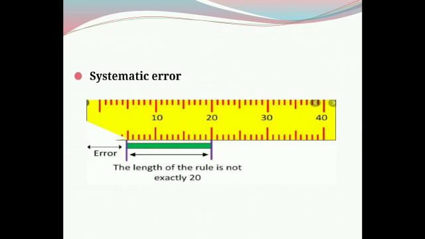This is a systematic error. This diagram shows that this scale does not give the exact length of any object, because here there is no starting scale 0. Here the starting scale is from 5 centimeter, and when we have to measure 20 centimeter, the length on the ruler is not exactly equal to 20.